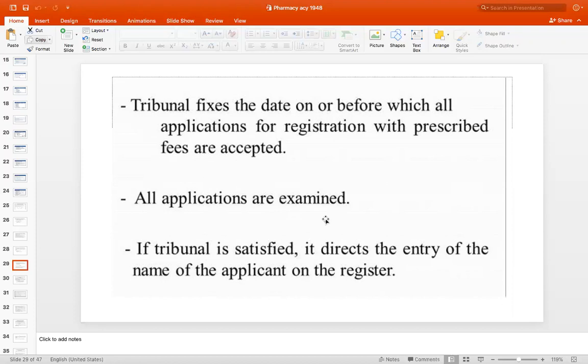If the tribunal is satisfied, it directs entry of the name of the applicant in the register. If they get satisfied in the document verification, then your name will be entered in the register.